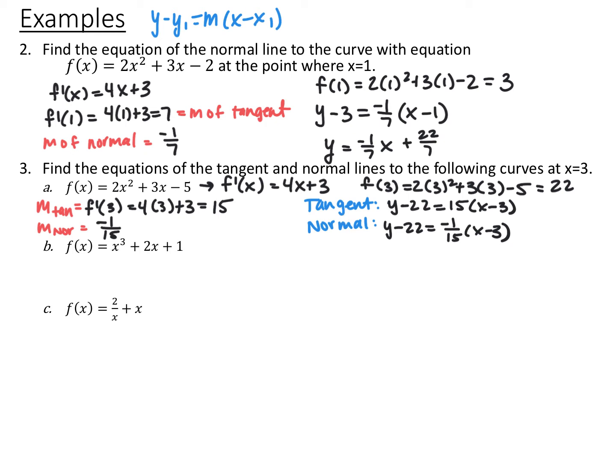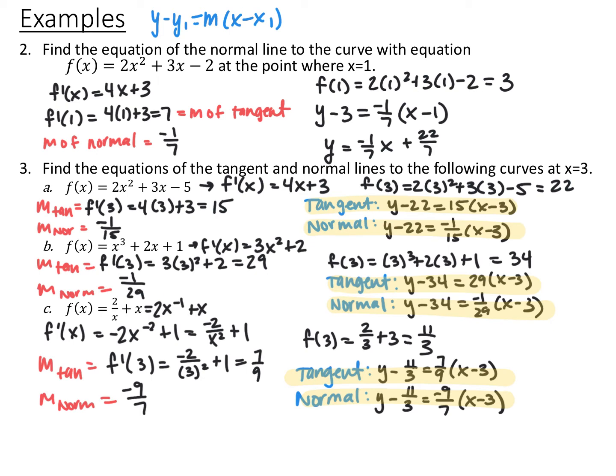So the tangent line is y minus 22 equals 15 times x minus 3. The normal line is y minus 22 equals negative 1 over 15 times x minus 3. Notice the x1, y1 don't change because they're still both going through this point at x equals 3. So if you haven't already done so, go ahead and pause the video and finish B and C.